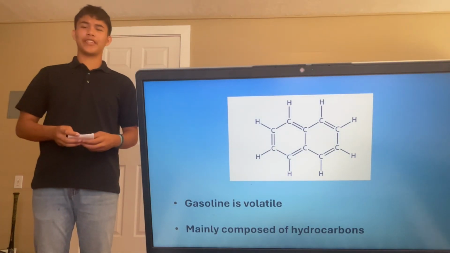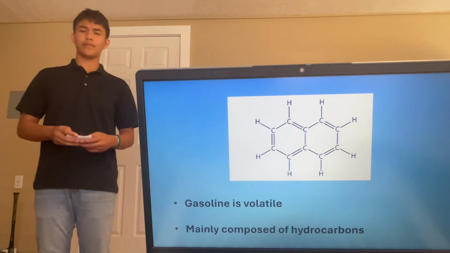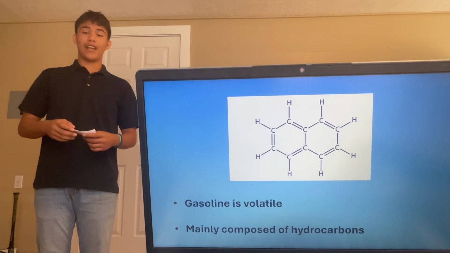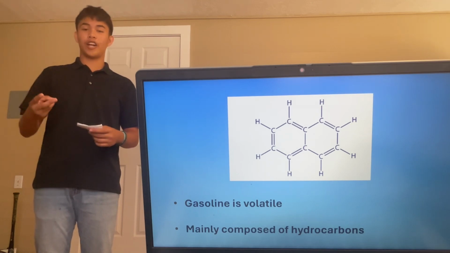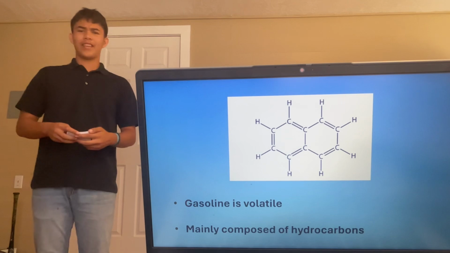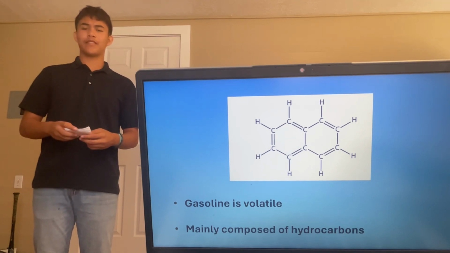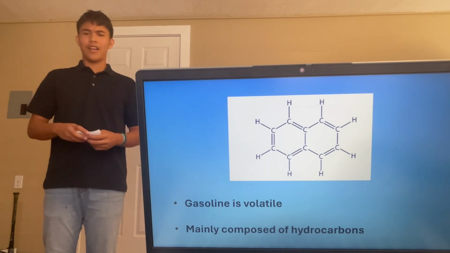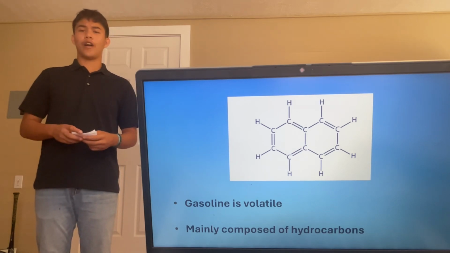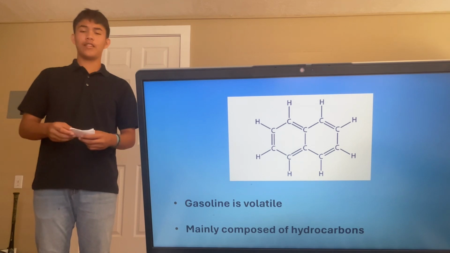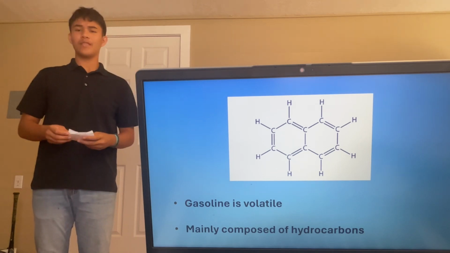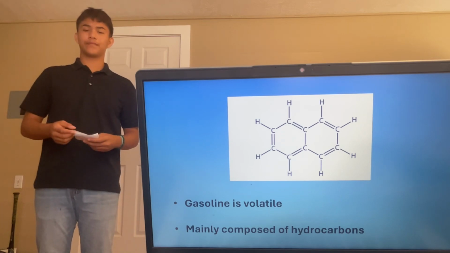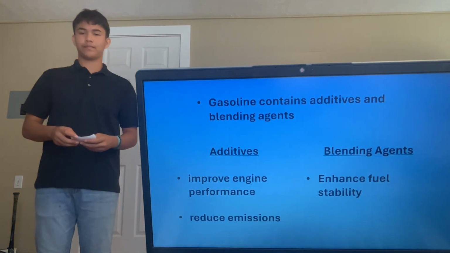So gasoline is a complex mixture of different substances, but it's mainly made out of hydrocarbons, which are compounds made out of hydrogen and carbon atoms. And according to the document I found on the Agency for Toxic Substances and Disease Registry, called the Toxicological Profile for Automobile Gasoline, written in June of 1995, it is said that our gasoline also contains additives and blending agents.